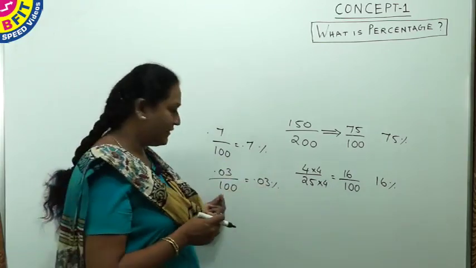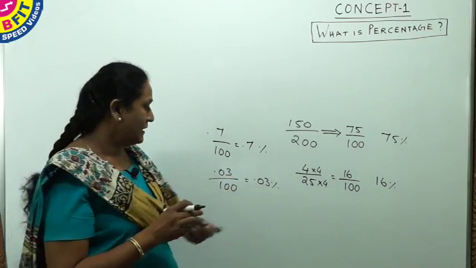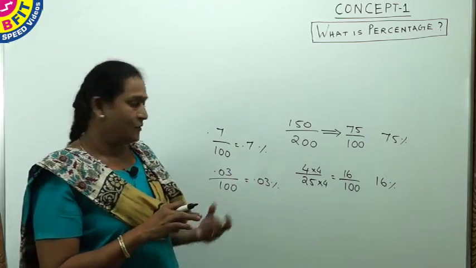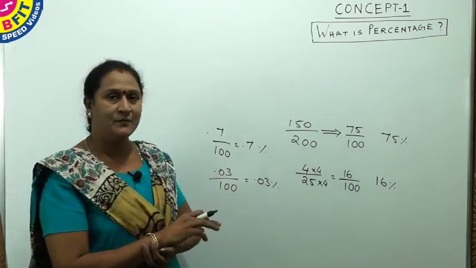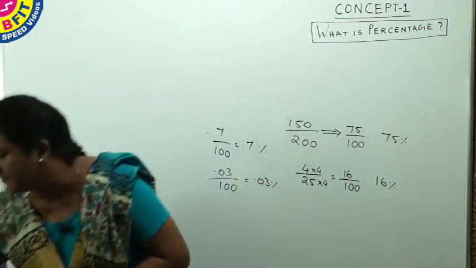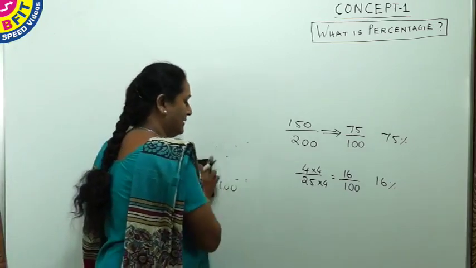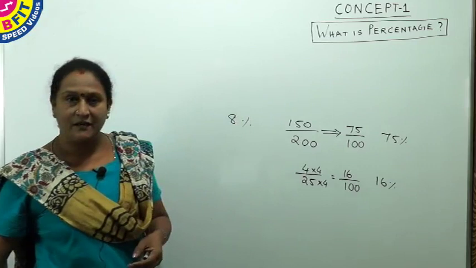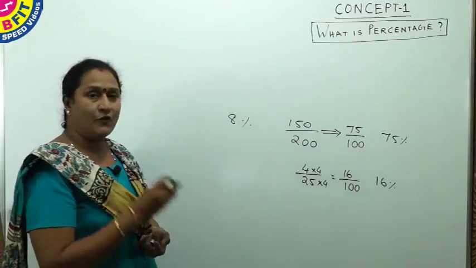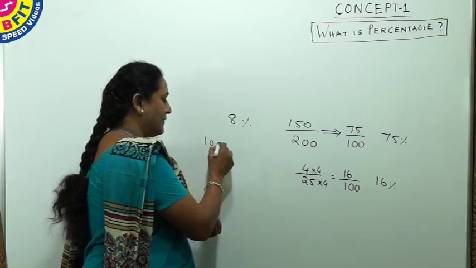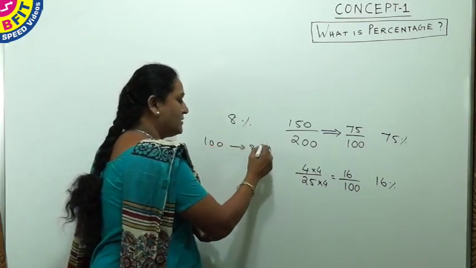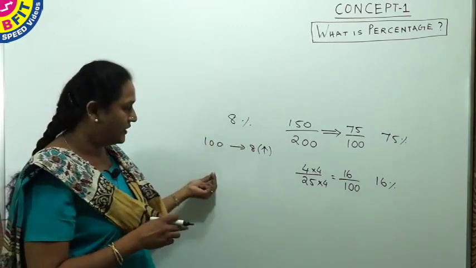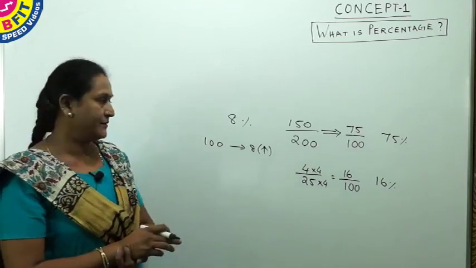Here percent is for every 100, what is the value, and percentage is an equivalent fraction where the denominator is 100. So whenever the denominator is 100, whatever is in the numerator you take as the percentage. Say some banks declare that the rate percent is 8%. If the rate is 8%, what does this mean? For every 100, the bank will give you 8 rupees more as interest. So here the rate percent is 8. It means that for every 100 you get 8 rupees as interest.